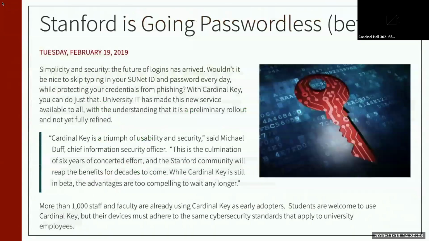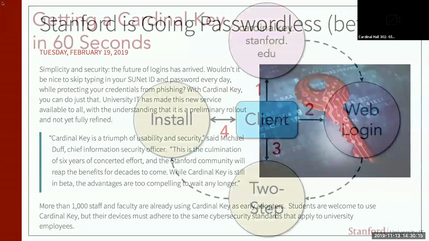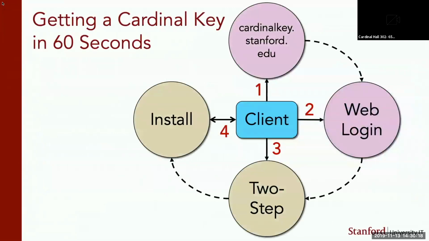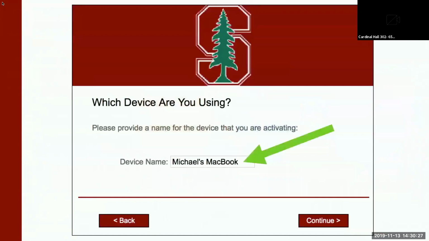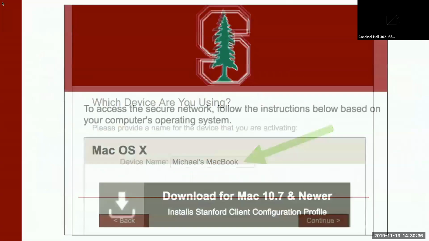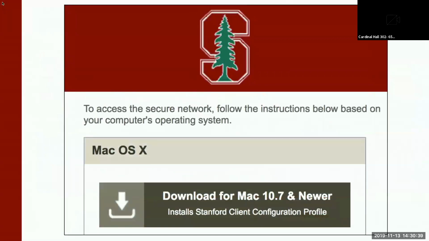We formally rolled it out in February of this year. This is our big announcement, but it's really been a soft rollout because we're not requiring it yet. But how do you do it? How long does it take? It takes about 60 seconds. You go to our Cardinal Key site, you log in with your username and password, you do two-factor, you install it, and what that looks like is this. You're just prompted to pick a name for your device. It can be anything you want, whatever means something to you, and then it gives you a little profile to install. So again, it's about a 60-second process.